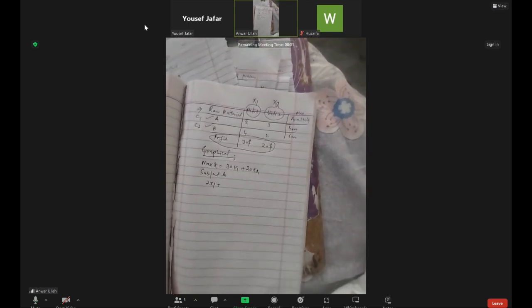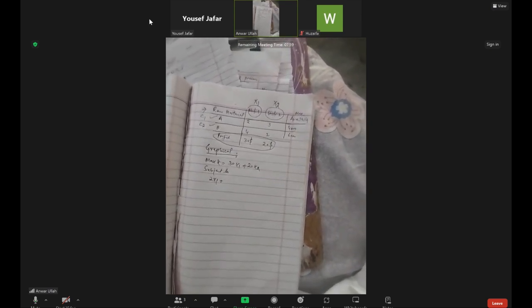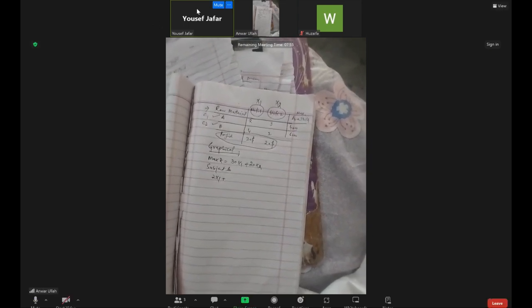Subject to... no, I got it from another book. I will text you, send that book to Josefa, and you can see. I will share the screenshot of the problems. Yes.